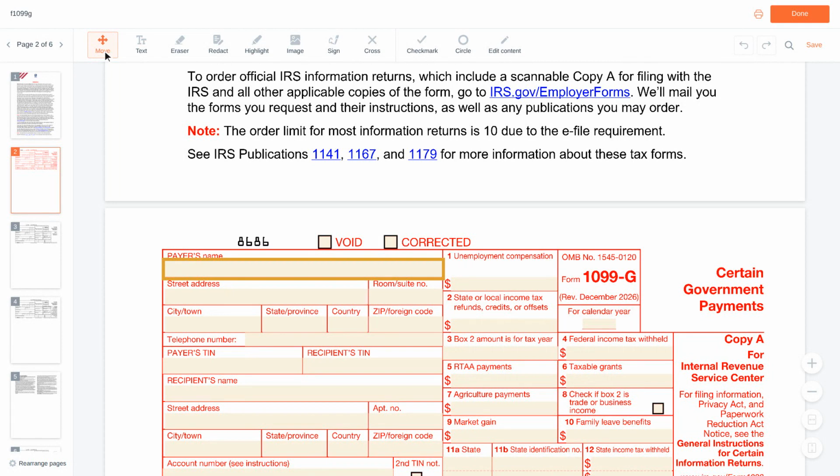The Payer section identifies the government agency making the payment. The agency's name, address, and federal identification number appear at the top of the form. Your name, address, and taxpayer identification number appear as the recipient. If the payment was made to you jointly with another person, both names may appear. The account number may identify your unemployment claim number or other government account reference.